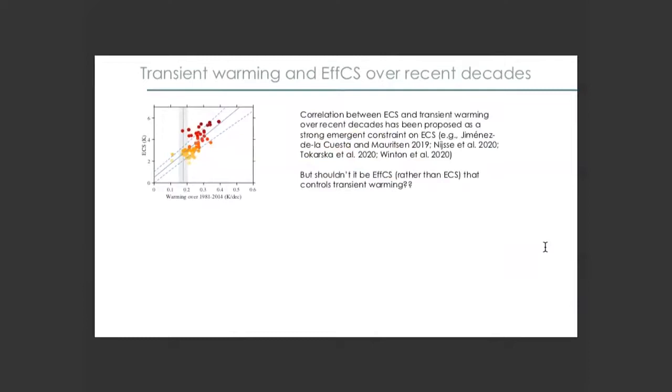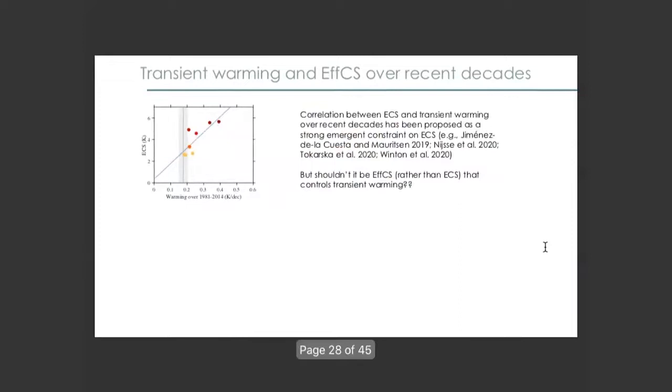So another example is the recent past. There's a bunch of papers now that correlate ECS with recent warming over the last 20 or last 40 years. So it's just an example of where I put all the CMIP 5 and CMIP 6 models together. There's a strong correlation between ECS and transient warming. But a fundamental question is, why is ECS correlated with transient warming? Why isn't it some effective climate sensitivity that matters for the recent 40-year period?